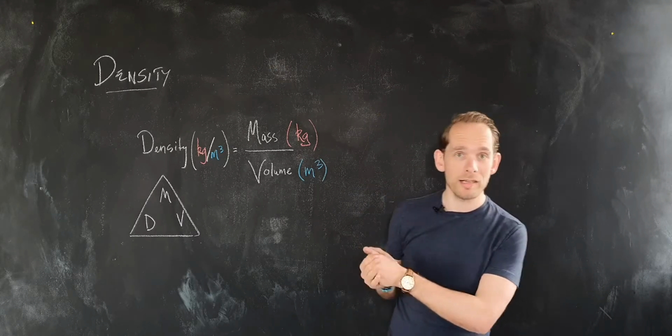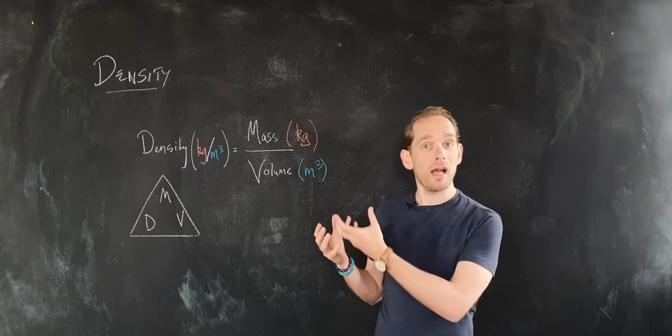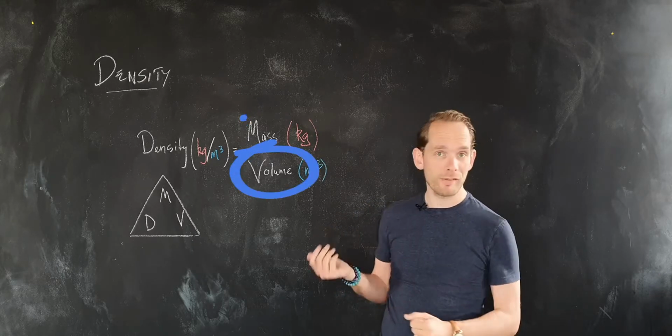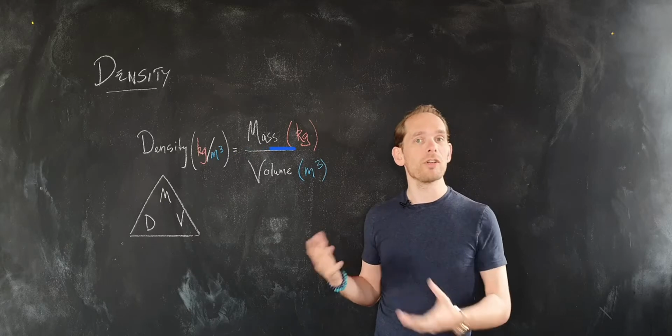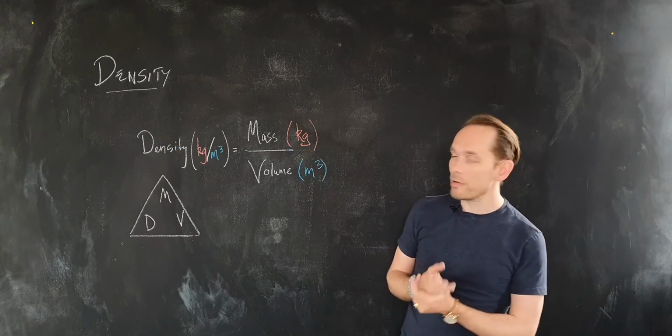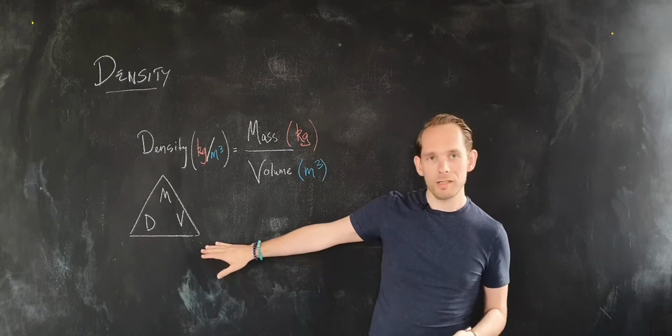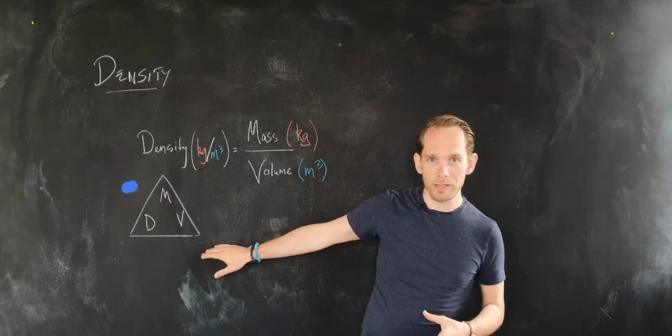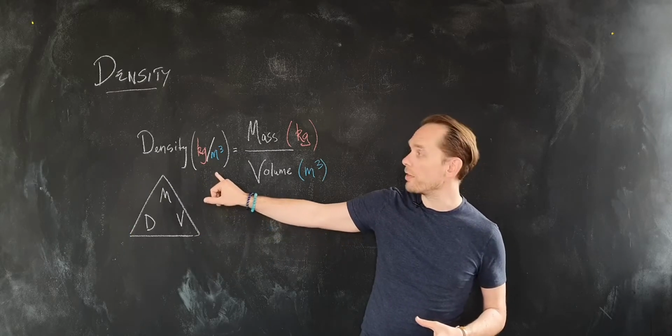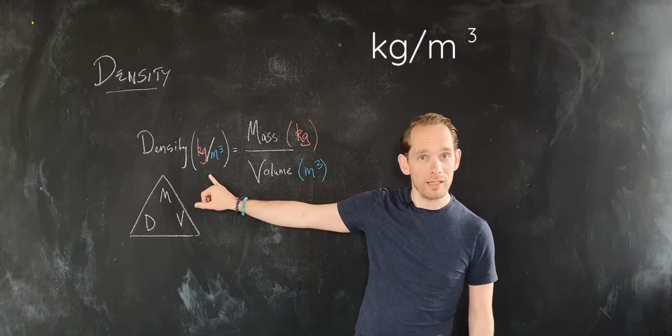So how we calculate density: you can take any object and measure its mass, and then you measure its volume. You divide mass by volume, you get density. To remember that equation, you could try and learn this formula triangle. I'm not a big fan of them myself. I always start with the unit. If you learn the unit, it tells you the equation.